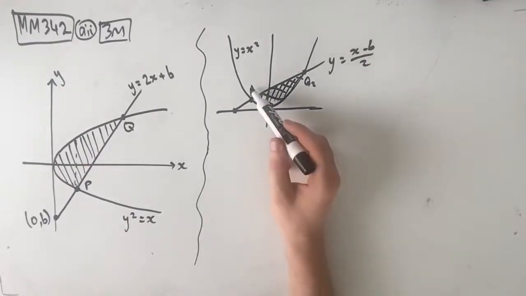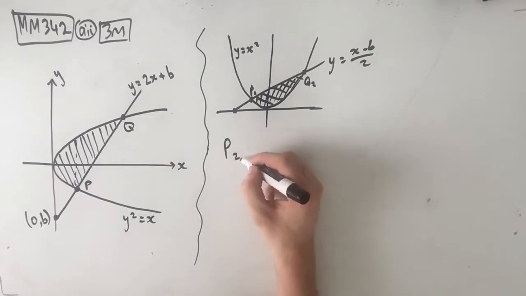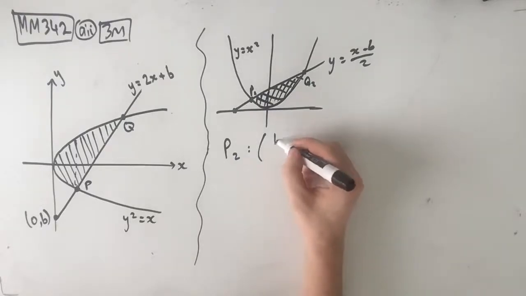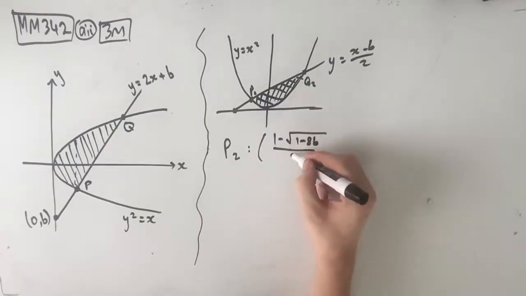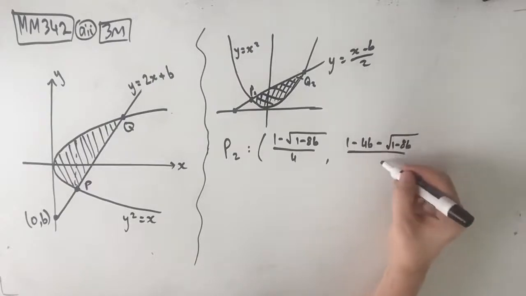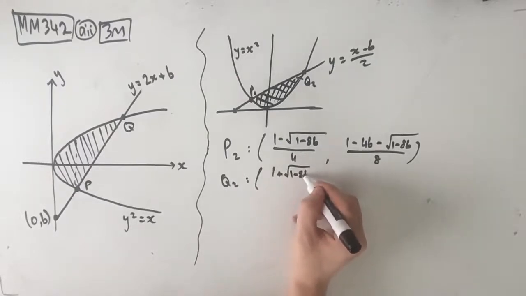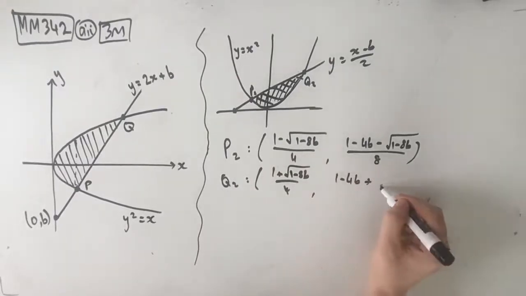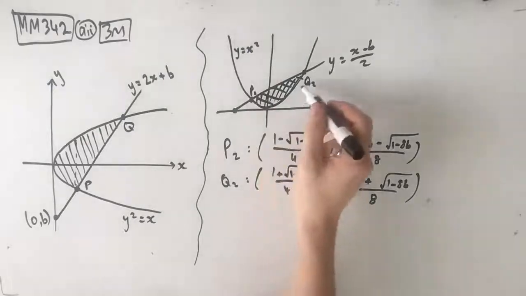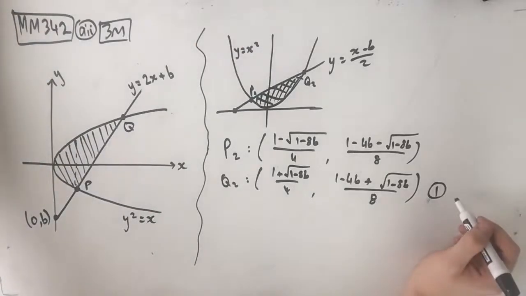Now, because these are inverses of each other, P2 and Q2 actually have inverse coordinates. So we know that P2 is the same as P, but with the x and y values swapped around. So P2 is (1 minus root 1 minus 8b, over 4; 1 minus 4b minus root 1 minus 8b, over 8). And same for Q2, which is (1 plus root 1 minus 8b, over 4; 1 minus 4b plus root 1 minus 8b, over 8). Awesome. So there are the two coordinates, this coordinate and this coordinate. So that's our first mark: recognizing all that gives us 1 mark.